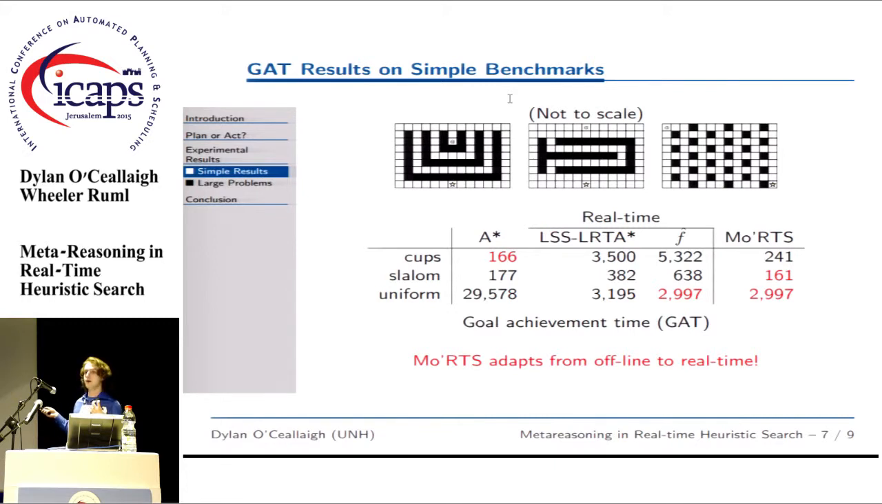Finally, we have the uniform instance, which is simply a uniform field of obstacles which don't do much to confuse the real-time searches, as you'll see here. However, A star is forced to expand a large number of states before it even begins to execute its solution, even though it finds the optimal solution. Whereas the real-time approaches in MoRTS are able to follow nearly a straight shot directly to the goal. In short, MoRTS is able to use deliberation in order to adaptively decide between offline and real-time like behavior.